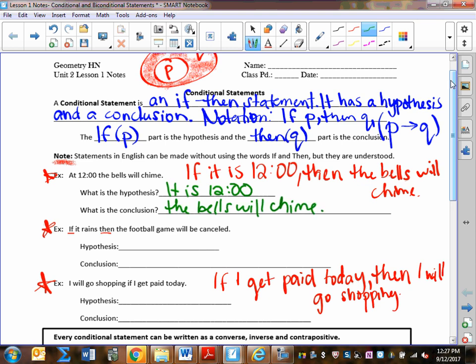Alright, hypothesis, conclusion. Go ahead and write your hypothesis and conclusion for the next 2. And again, I know some of you can pull that from the statement without turning it into an if-then. That's fine. But if you struggle, go ahead and turn it to an if-then and then pull those. So go to the hypothesis and conclusion of this next 2.